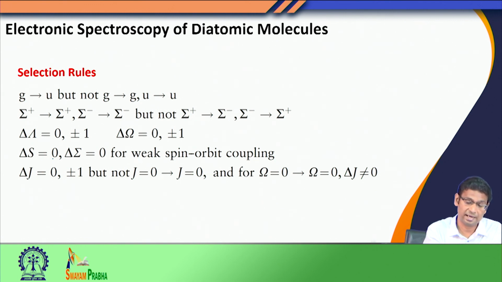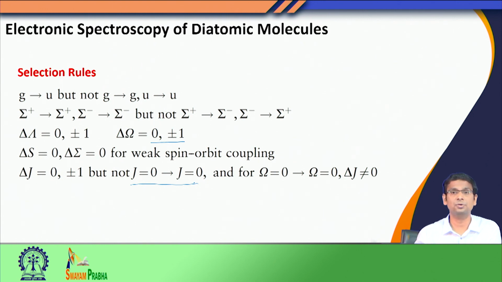Given that delta S equals 0, that is the spin selection rule, only singlet to singlet, only triplet to triplet, that is of course valid only when there is weak spin orbit coupling. Together with delta S and delta lambda, we can also obtain delta sigma as a selection rule, which goes as 0 or plus minus 1. Delta omega is the projection of the J vector, so the J quantum number, delta J, should be 0 or plus minus 1, but there is a specific rule that J 0 to J 0 transitions are not allowed. So, these are the selection rules.